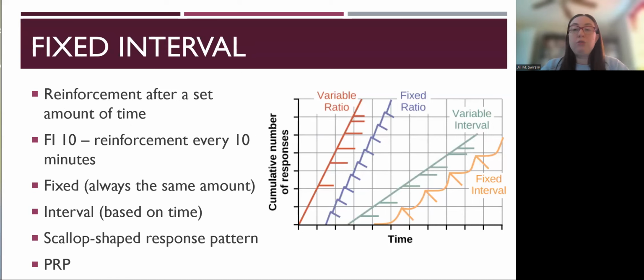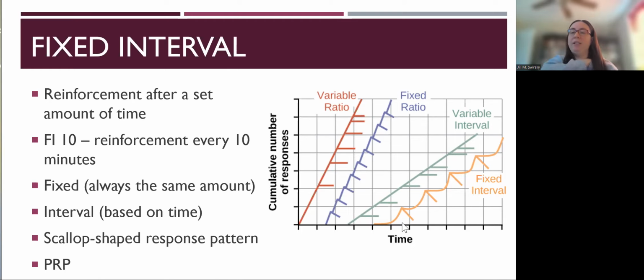Fixed interval refers to reinforcement after a specific amount of time. Now we're talking about this little orange scallop-shaped line right here, which I'll talk more about in a second. We're switching gears now. We're no longer talking about the number of responses. Now we're talking about the amount of time that goes by. On an FI or fixed interval 10 schedule, the child must wait 10 minutes to earn their candy. You can think of it as setting a timer at the beginning of each trial.